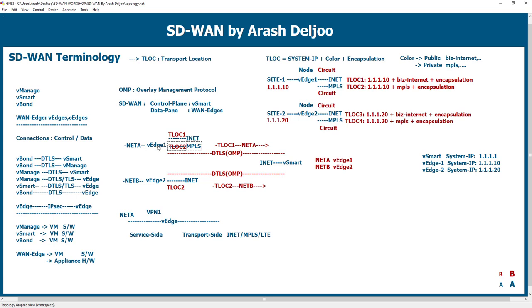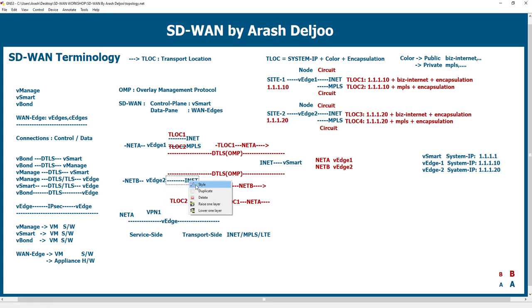TLOC 1 is the system IP of WAN Edge 1 plus color internet plus encapsulation. We will talk about encapsulation. And for the transport connection to MPLS, you have TLOC 2, which is the system IP of WAN Edge 1 plus MPLS. When you send net A and you want that net A traffic to be received only over internet, you can send net A with TLOC 1. When vSmart receives this update and sends it to, for example, WAN Edge 2, this information is now received there. If you want to send traffic to net A, you should use only TLOC 1, not TLOC 2.